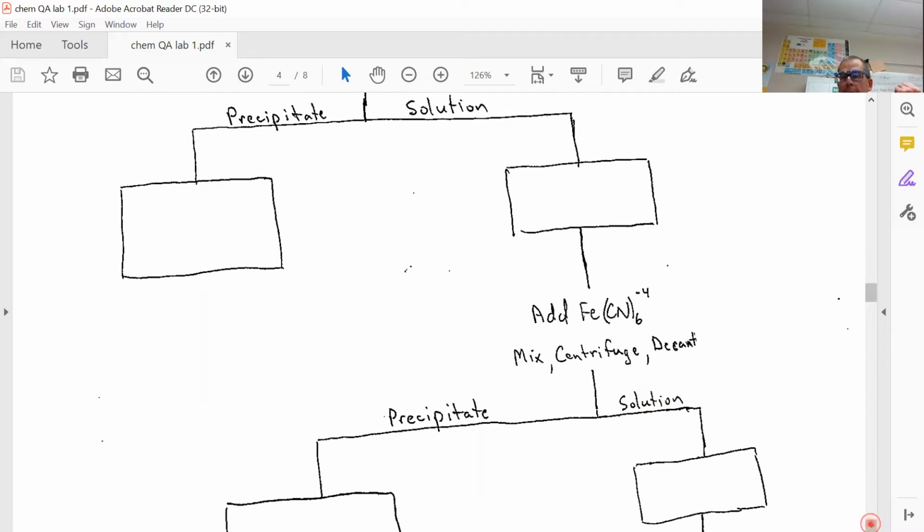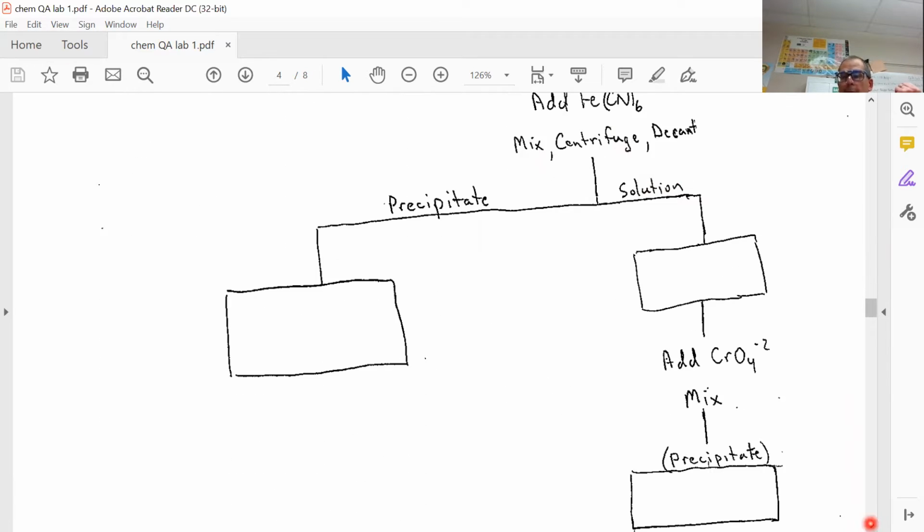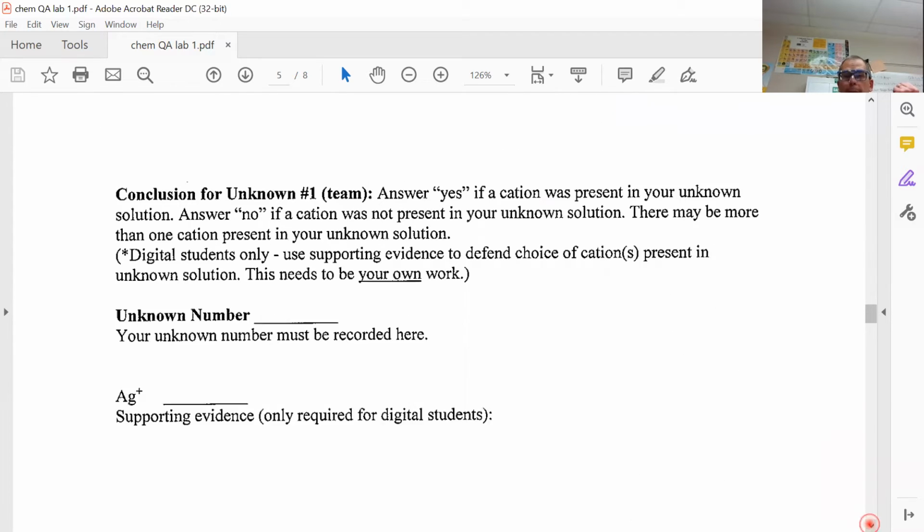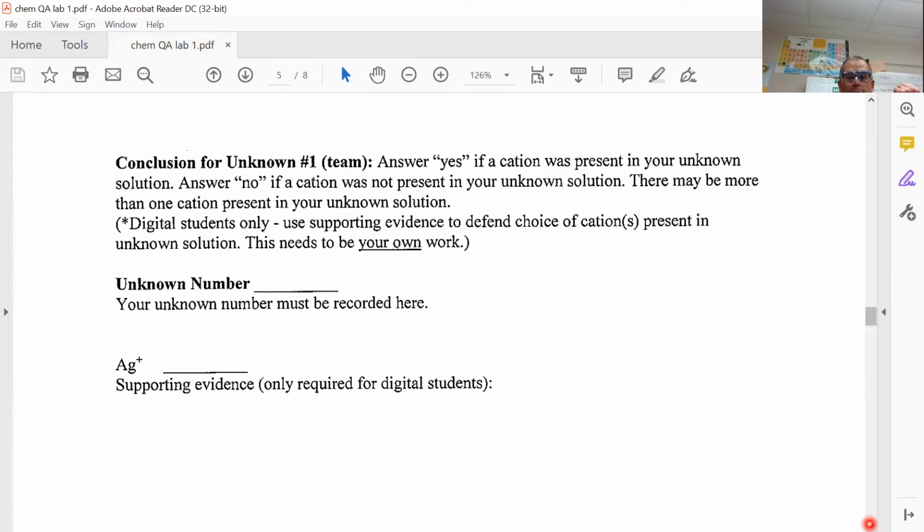And the next thing I would add in the last step would be CrO4 minus 2 and mix there. So you're going to watch what happens, and then you should have enough information to complete page 5 if it's your first unknown, or page 6 if it's your second unknown.